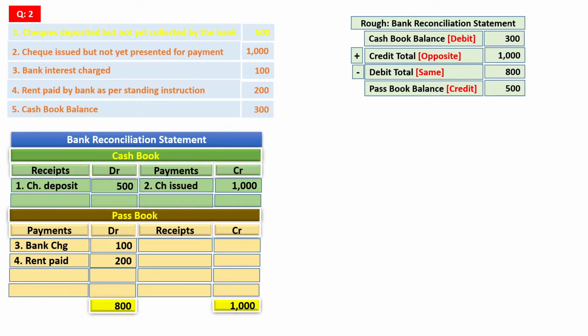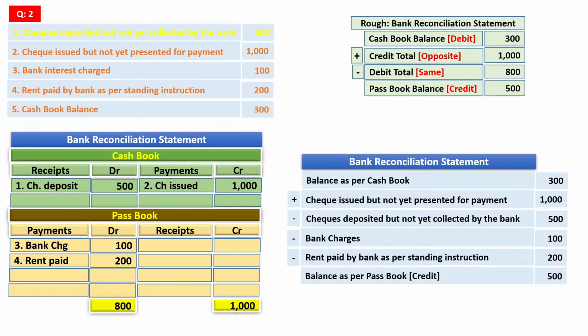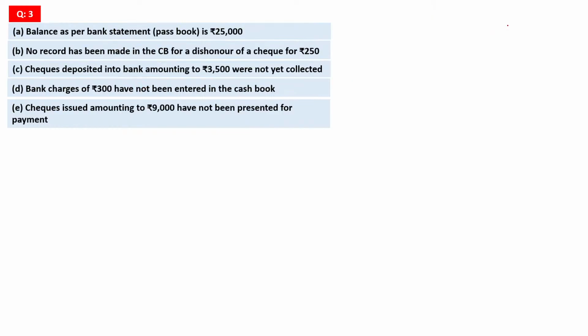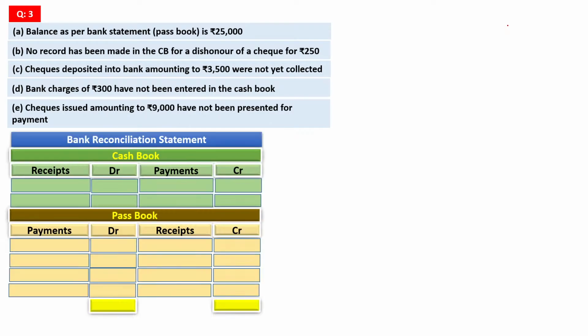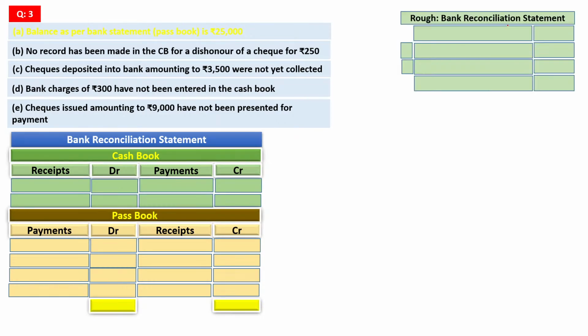Question number 2. To present that in a statement form, this is the way you have to present. In case of question number 3, balance as per passbook and bank statement. Balance as per bank statement is given. So again, you have to prepare the worksheet, means rough work. The rough work is this way. First one is balance as per bank statement, which is 25,000. I'll just put that in the format.